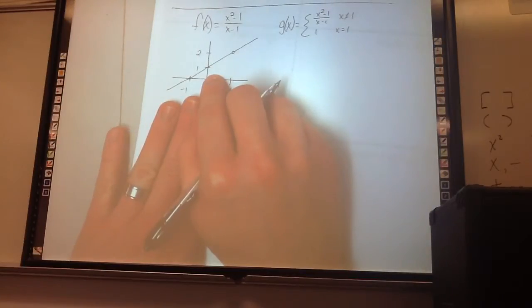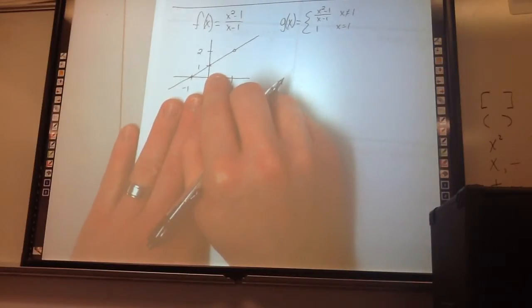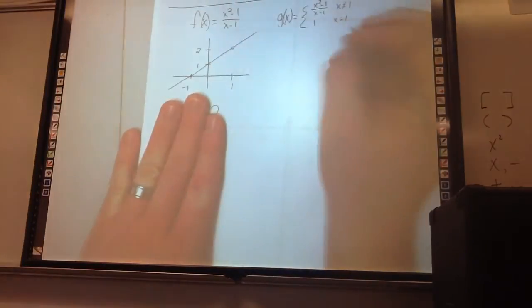Are you guys trying to draw this? I already did draw it. There's a picture in your book if you just want to look at it. Oh my goodness, you don't always have one reading of those.